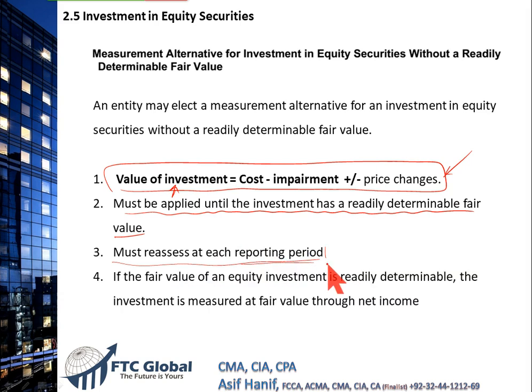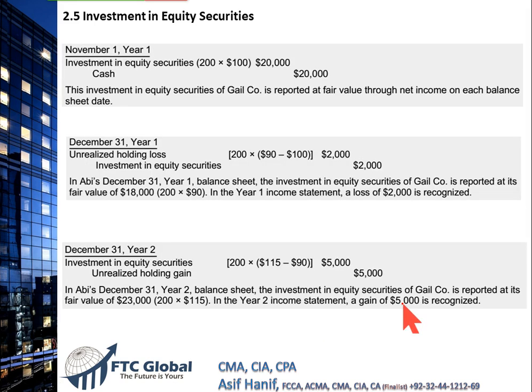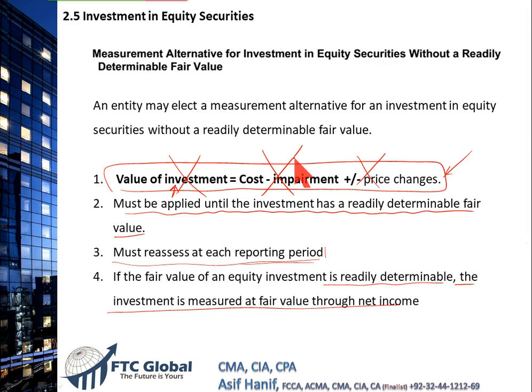Right? And it says if the fair value of an equity investment is readily determinable, we will stop using this method and we will start treating it in the same way as we have treated these investments in Gale Incorporated. What did we do in the previous one? We simply debited the initial investment. When the market value fell, we considered it as a loss. When the market value rose, we took it as a gain, because we had an objective, determinable market value. That's what it says here.